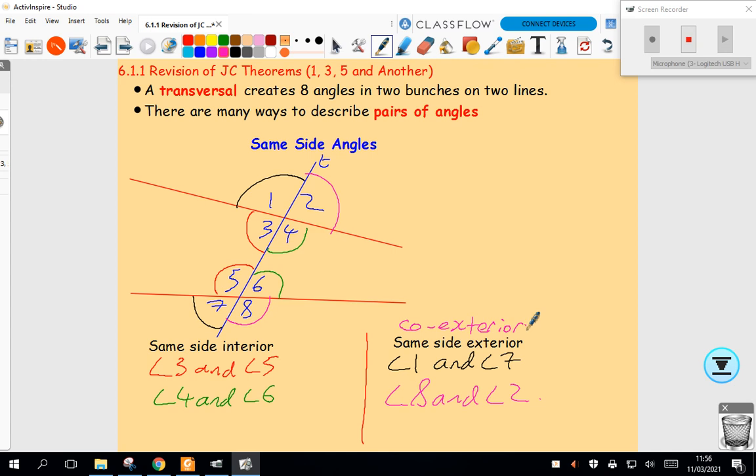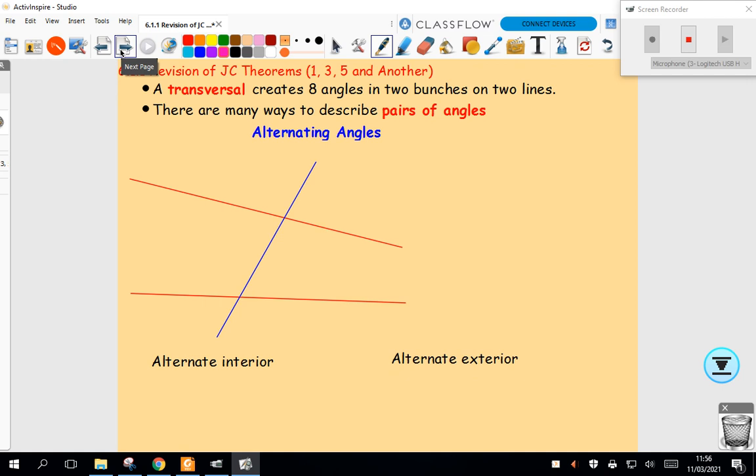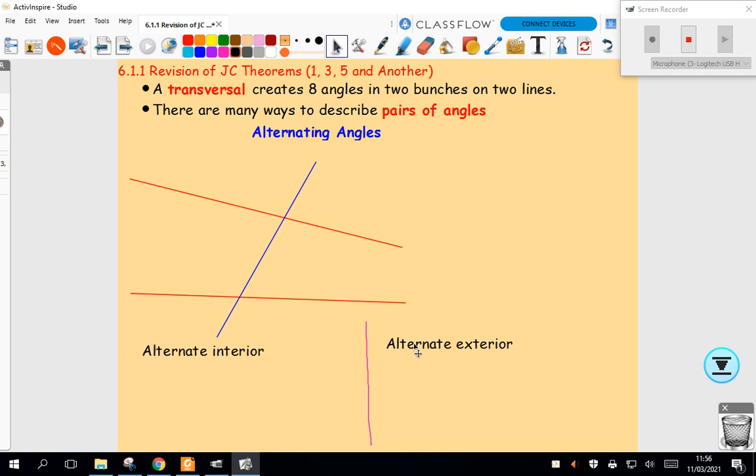Okay, so that's same side angles. Alternating angles can be broken up into two separate groups as well: the alternate interior and the alternate exterior. They are angles that are on opposite sides of the transversal. So angles 1, 2, 3, 4, 5, 6, 7, 8 occur when a transversal crosses two other lines. The 8 angles occur in two separate bunches.